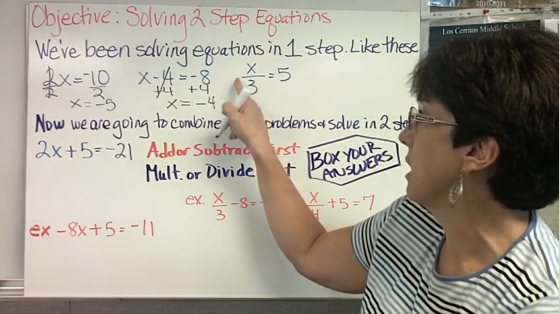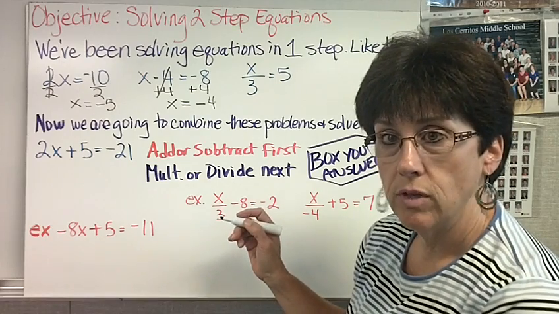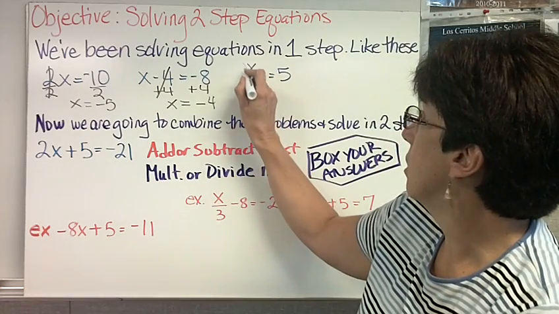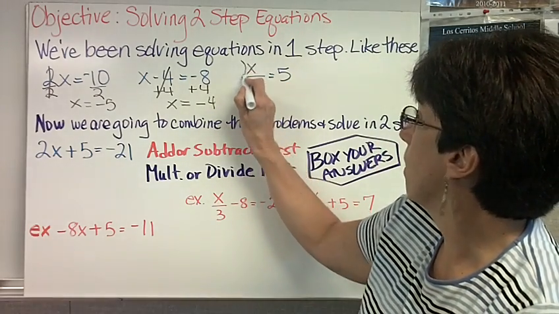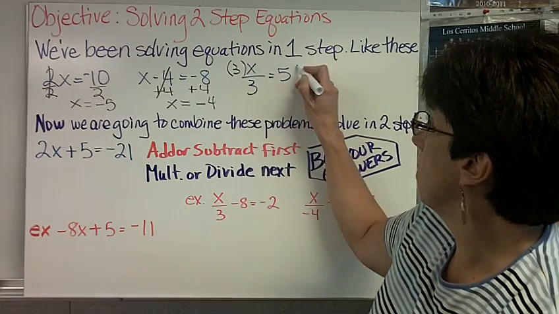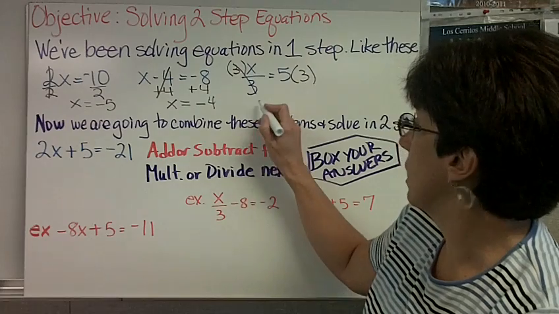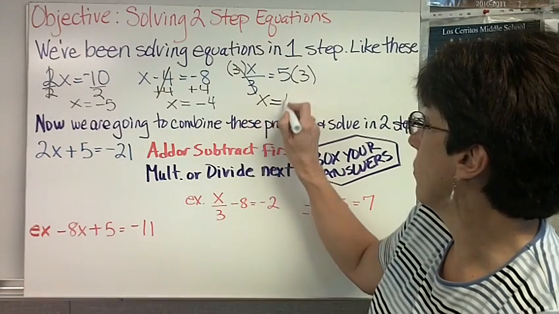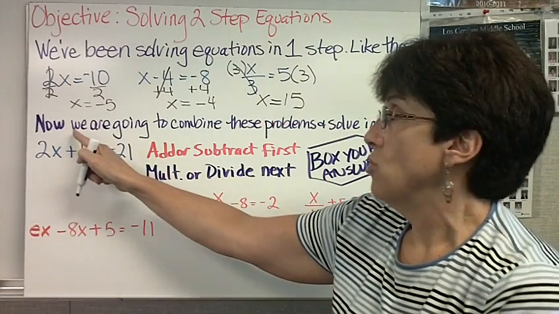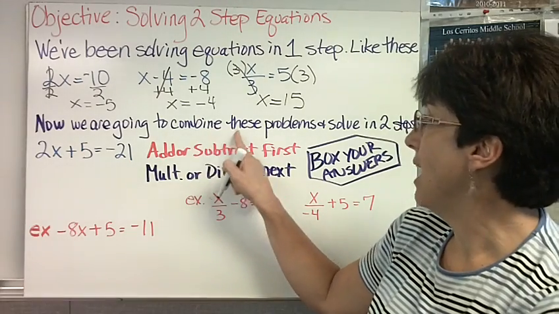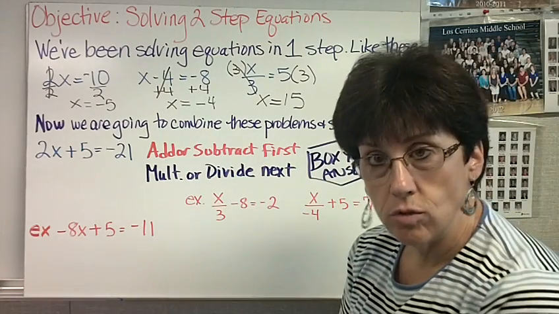Finally, we've had problems like x divided by 3 equals 5, inverse of division. Whoopsie, that didn't print very well. Multiplication. Anything over itself is 1, and x equals 15. So now we're going to combine these problems and solve them in two steps.